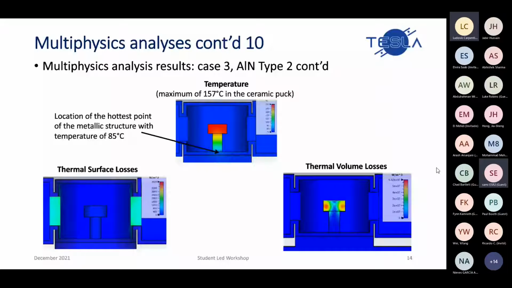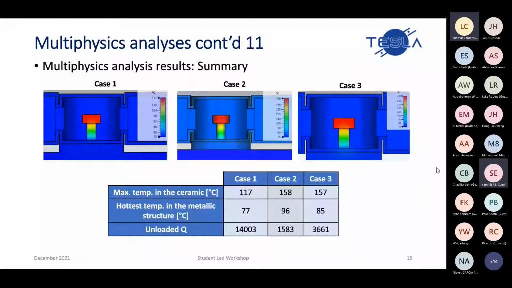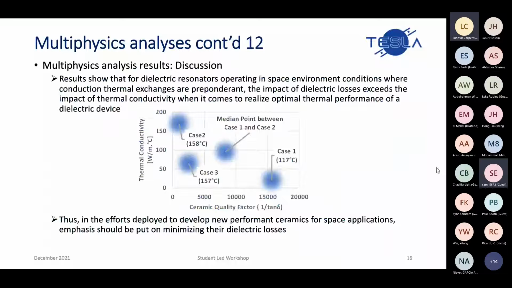So here is a summary of the three cases. We can see that case 2 and case 3 have a very similar temperature behavior for the ceramics, and case 1 is actually achieving a better performance, because it has a lower temperature while injected with the same power. So in order to explain this behavior, we can look at how the cases are positioned in terms of thermal conductivity and ceramic quality factor, which is actually the inverse of the loss tangent of the dielectrics. We can see that case 2 and case 3, which have a very similar temperature, have a very close low quality factor, while case 1, which obtained better results, so a colder temperature by 40 degrees compared to case 2 and case 3, has a very high quality factor.